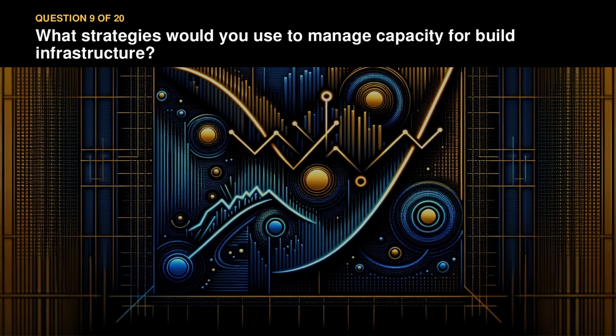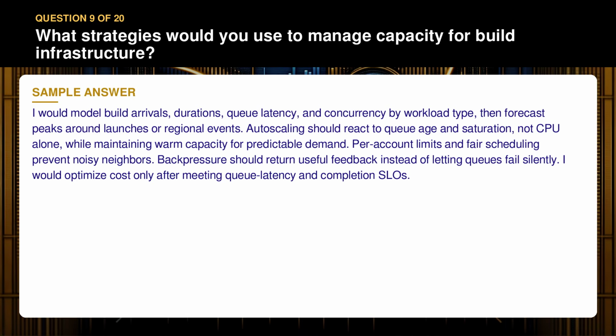Question 9. What strategies would you use to manage capacity for build infrastructure? I would model build arrivals, durations, queue latency, and concurrency by workload type, then forecast peaks around launches or regional events. Autoscaling should react to queue age and saturation, not CPU alone, while maintaining warm capacity for predictable demand. Per account limits and fair scheduling prevent noisy neighbors. Backpressure should return useful feedback instead of letting queues fail silently.